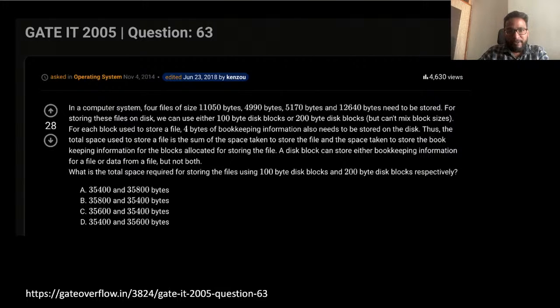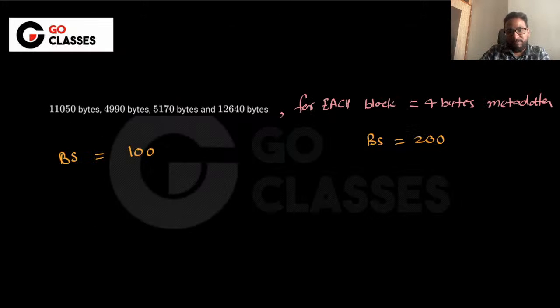Thus, the total space used to store a file is the sum of the space taken to store the file and the space taken for the bookkeeping. So if I ask you how much space this file is taking, you will calculate how much space the data takes, plus, let's suppose it is actually using x number of blocks, then it is also using 4x.